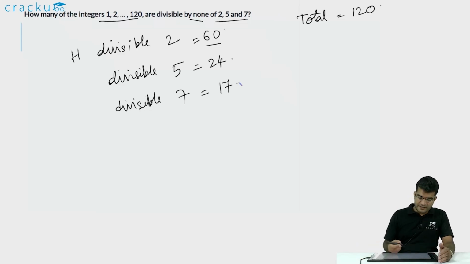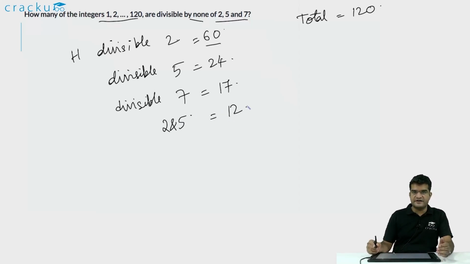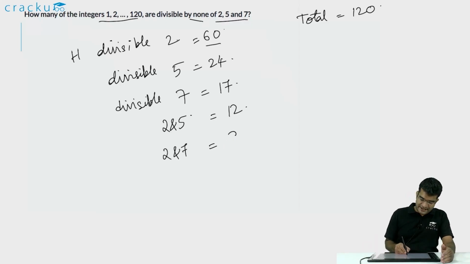Now amongst these, how many are divisible by both 2 and 5? That is, how many of these are divisible by 10? That will be equal to 12. This is 120 divided by 10, which is equal to 12. How many of them are divisible by both 2 and 7? This is 120 divided by 14 and we'll take the integral part out of it. So that will equal 8.